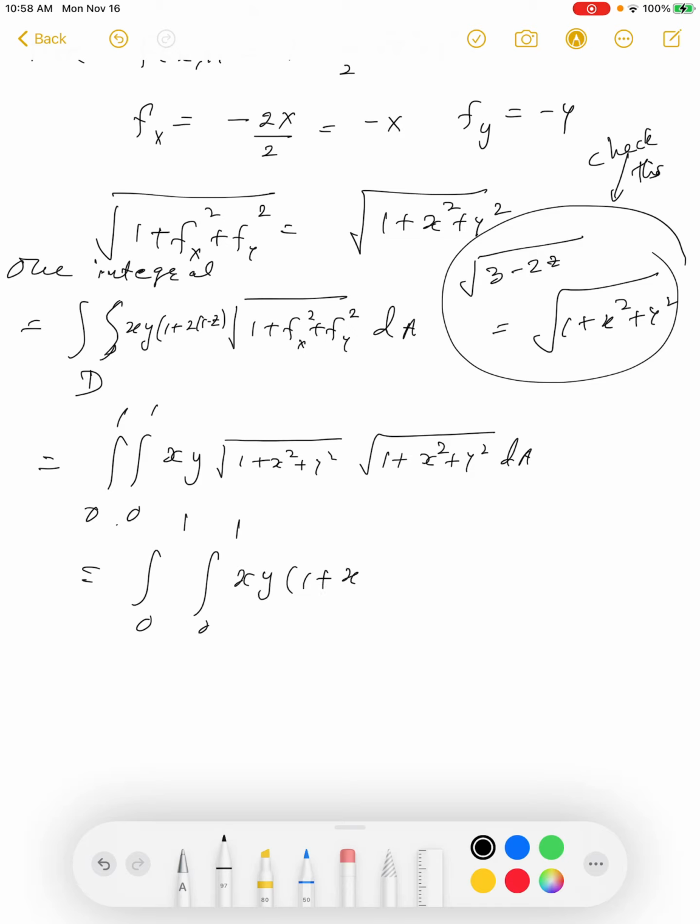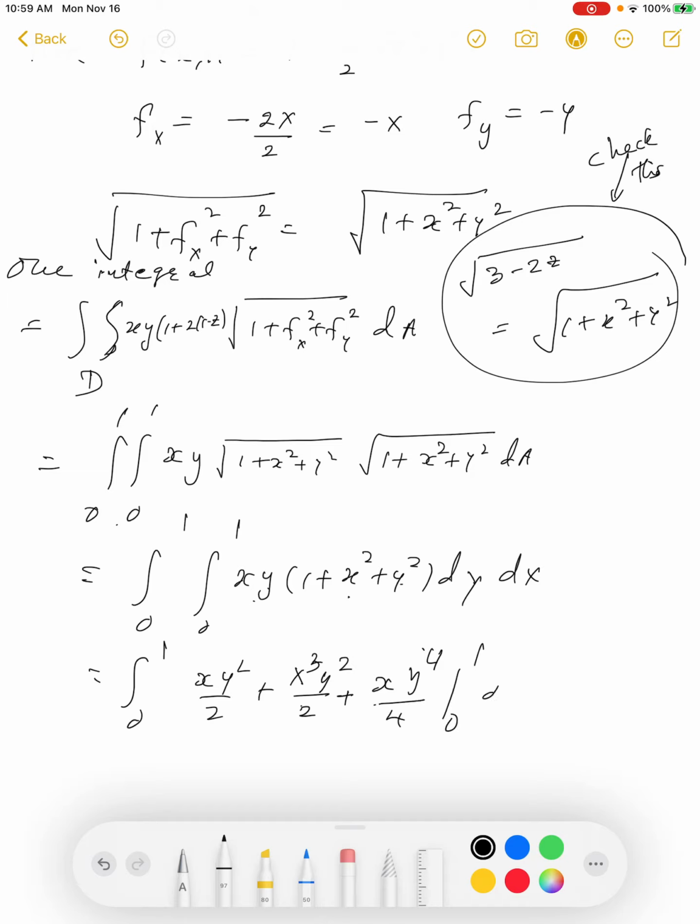You will get xy times 1 plus x square plus y square. This you can integrate very easily, dy and then dx. So this is integral 0 to 1. Integral of xy will be xy square by 2. Integral of x square y cube will be x square y square by 2. X cube y cube by 2. And the other integral is x y cube, which will be y to the 4 by 4.